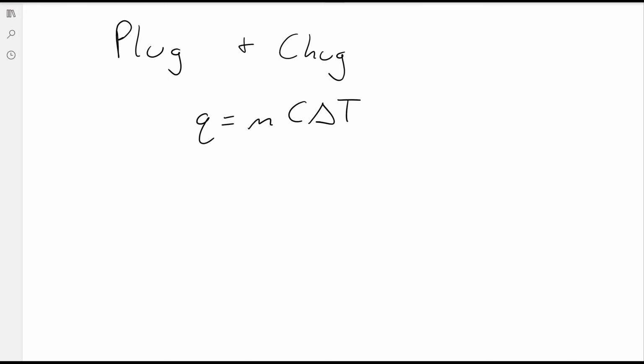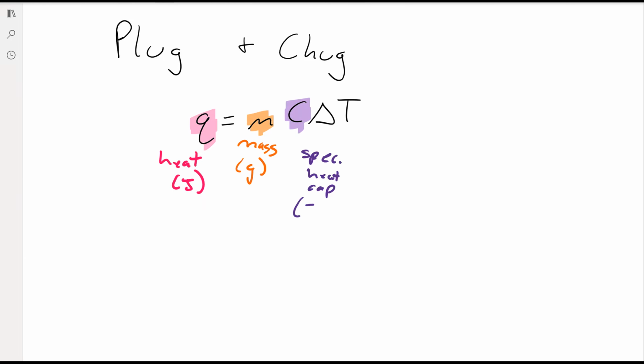Where Q is heat in joules, m is mass, usually in grams, C is specific heat capacity in units of joules per gram degree Celsius, and then delta T is the change in temperature. It's equal to T final minus T initial, usually given in degrees Celsius.